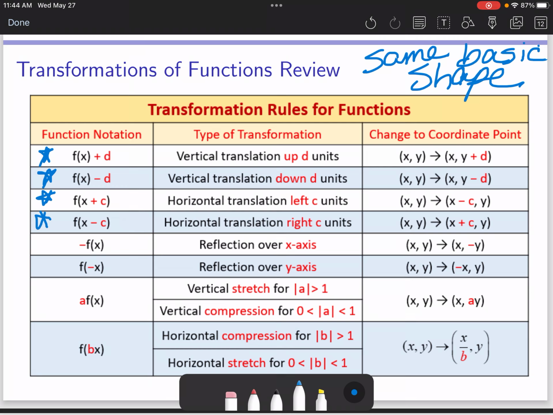We can reflect over the x-axis, so this is a vertical flip. Or we can reflect over the y-axis, which is a horizontal flip. And then we also can do vertical stretches and horizontal stretches as well.